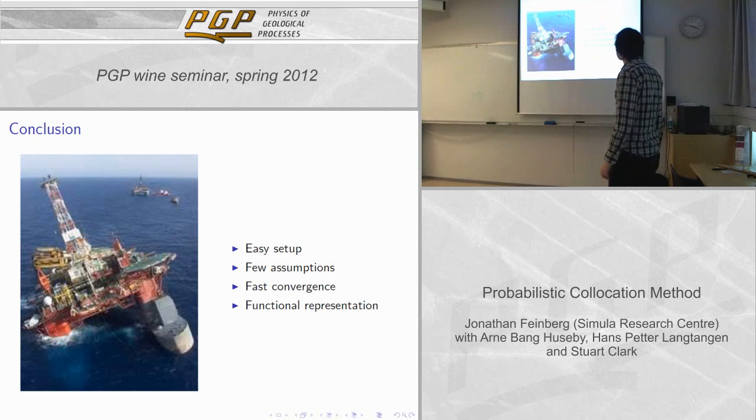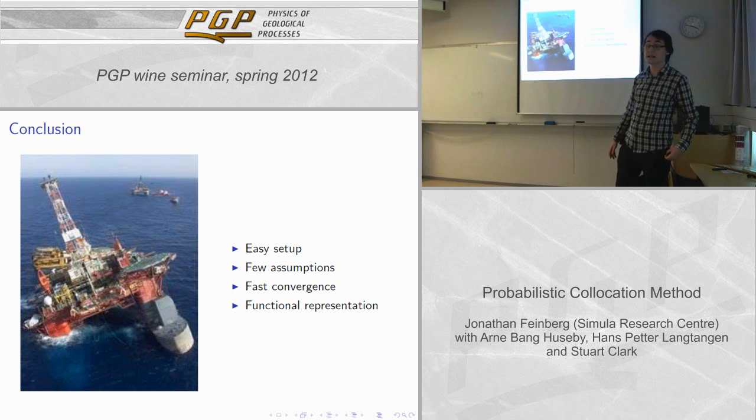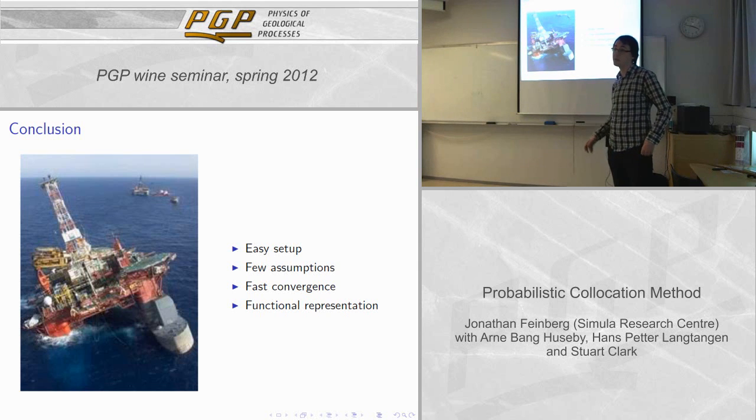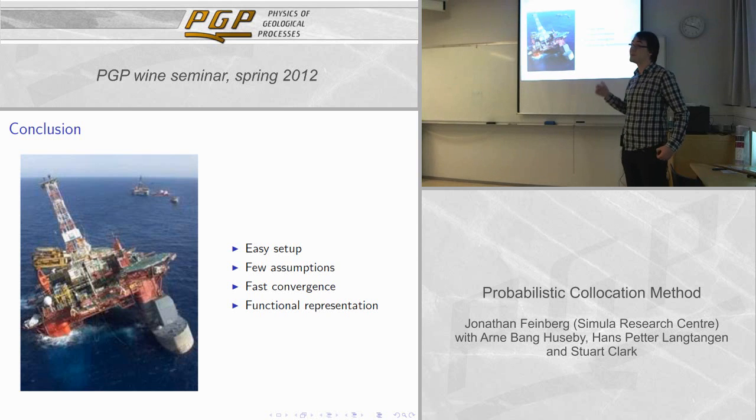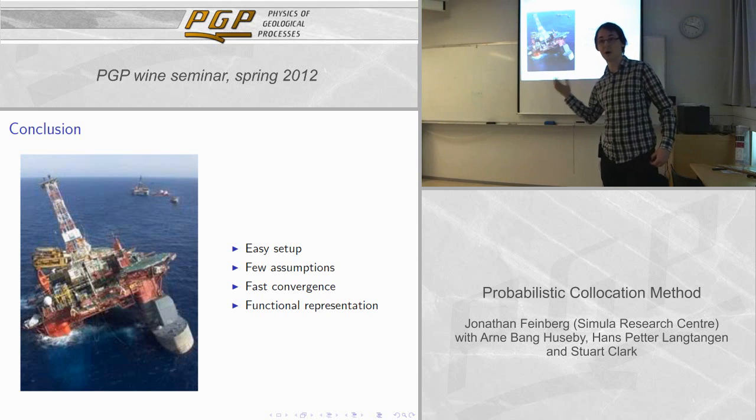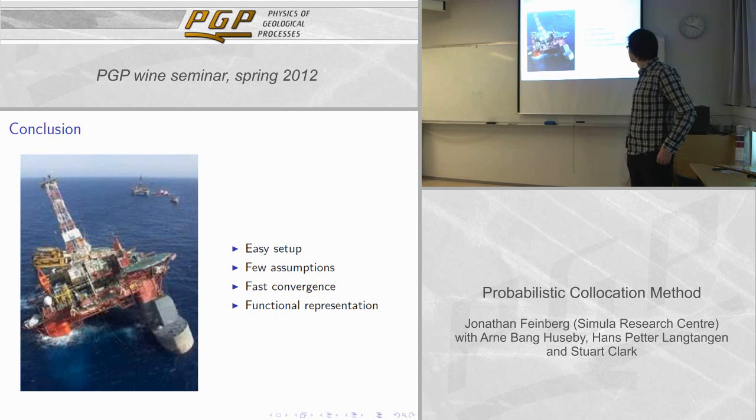Okay, just to conclude, ignore the picture, in the sense that I didn't find a good conclusion picture, but I thought I'd have some funny thing. Well, the good thing about the PCM method is it's easy to set up, especially when I have it as a black box. You don't really need to know what's going on under the hood. You only need to set the order of the polynomial. You don't have that many assumptions. You only assume that the parameter space is smooth, not your space or time domain. It converges really fast because it uses some smart underlying mathematical ideas that make it fast.